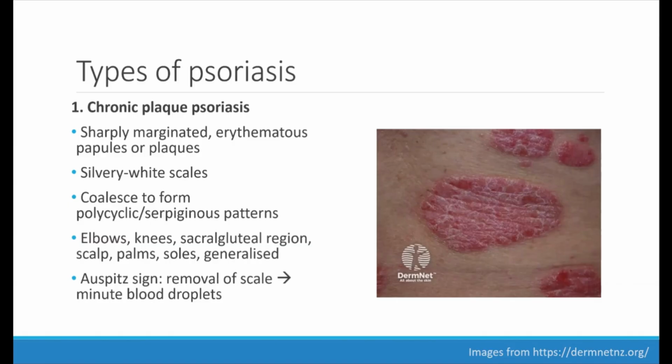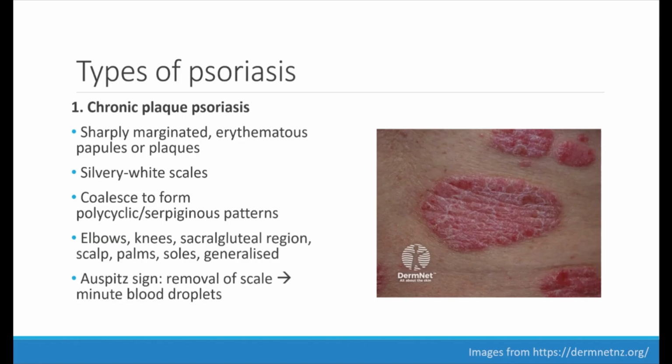The most common type of psoriasis is known as chronic plaque psoriasis, and this is the prototype of the disease whenever most of us think of psoriasis. So in this type of psoriasis, you have sharply marginated, which means well-defined, erythematous papules or plaques with silvery white scales. These can coalesce to form polycyclic or serpiginous patterns.